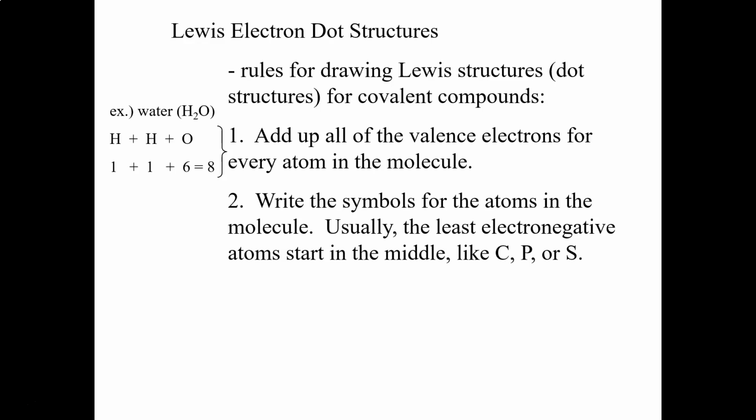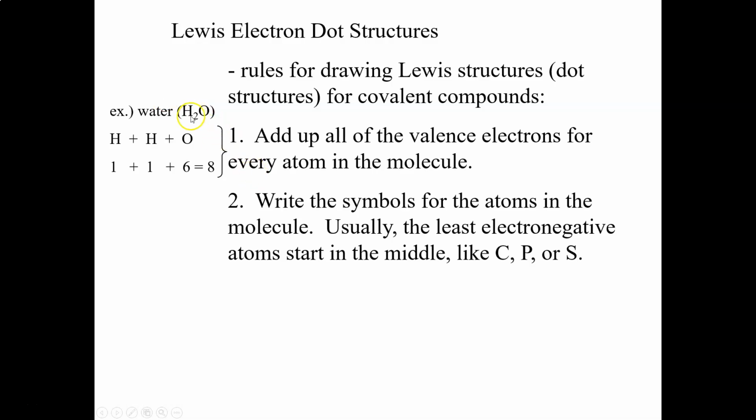So that means that nonmetals that are further away from fluorine are the ones that generally end up in the middle. Carbon often is in the middle, or phosphorus would be in the middle, or sulfur would be in the middle. Those would be nonmetals that are further away from F. Well, I don't have any of those here.